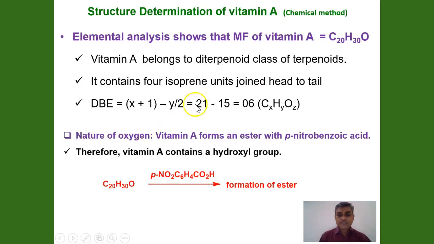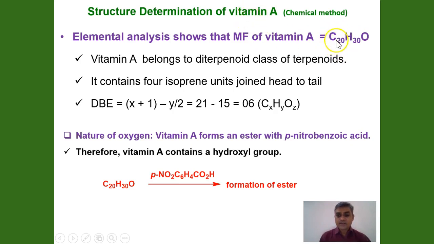Now let us discuss the structure of vitamin A on the basis of chemical methods of analysis. In chemical methods of analysis, first of all, the compound is isolated in pure form from the plants, and then it is subjected to estimations of carbon and hydrogen. From the estimations of carbon and hydrogen, chemists reached the molecular formula of vitamin A, and it was found to be C20H30O. This molecular formula is very useful information regarding the structure of vitamin A.